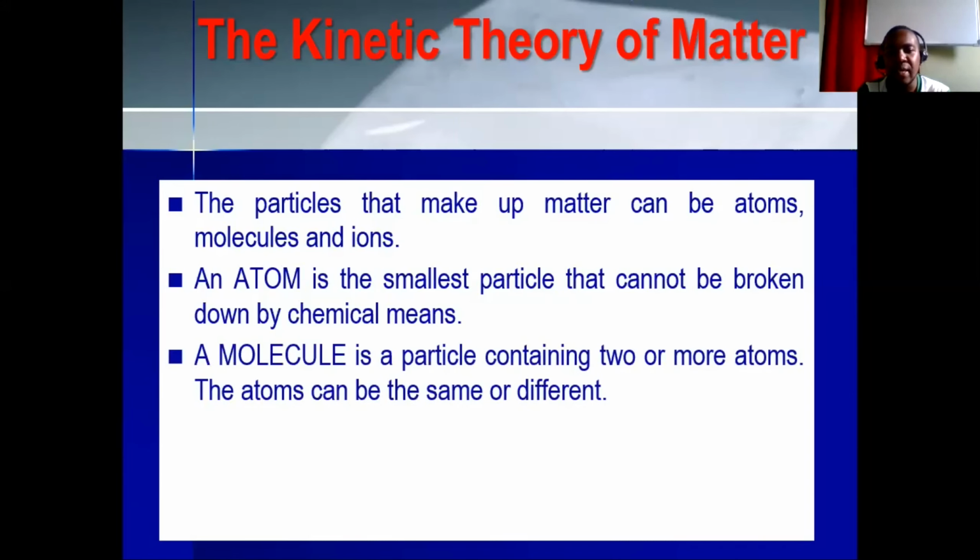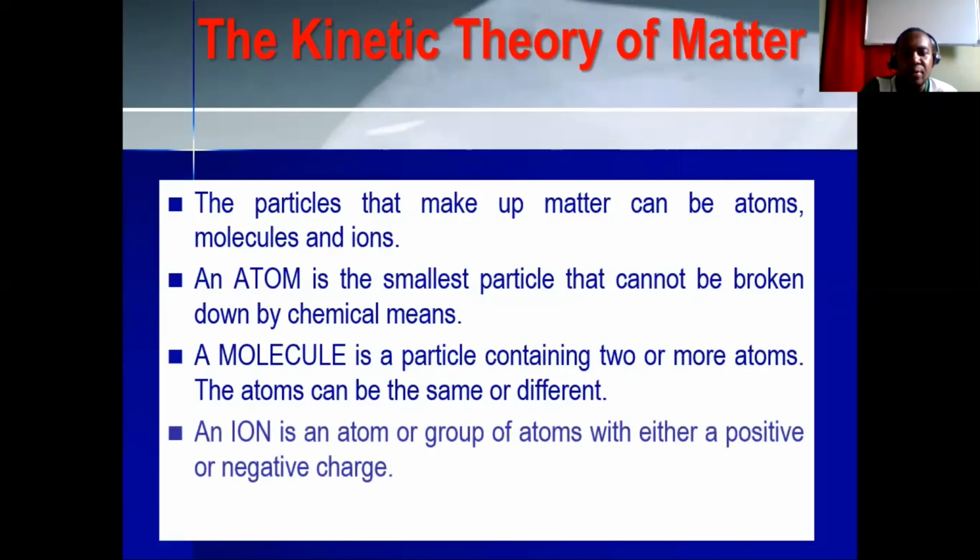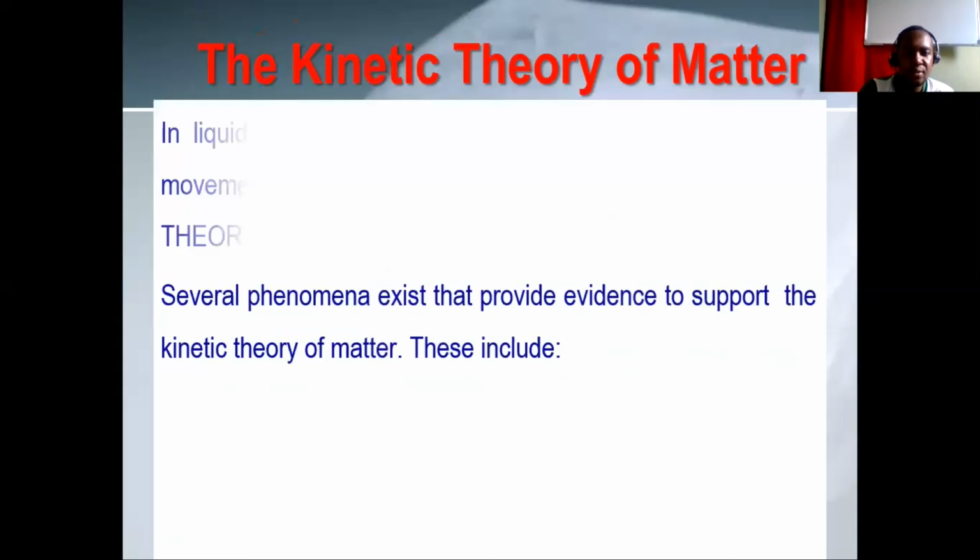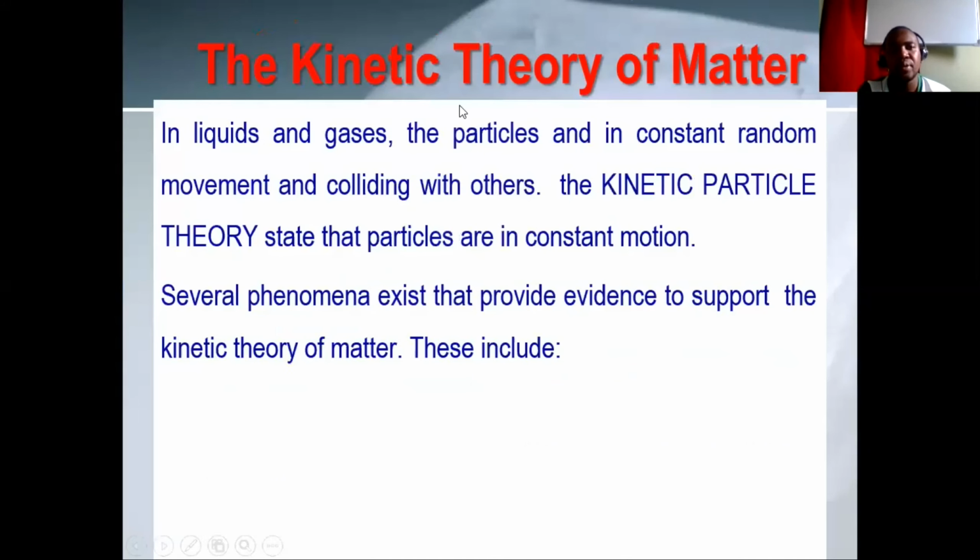A molecule is a particle containing two or more atoms. The atoms can be the same or different. So molecules contain two or more atoms, which can be the same atoms or different atoms, just like an oxygen molecule, hydrogen molecule, nitrogen. And then we know an ion is an atom or group of atoms with either a positive or a negative charge, and we're going to look at those as time progresses.